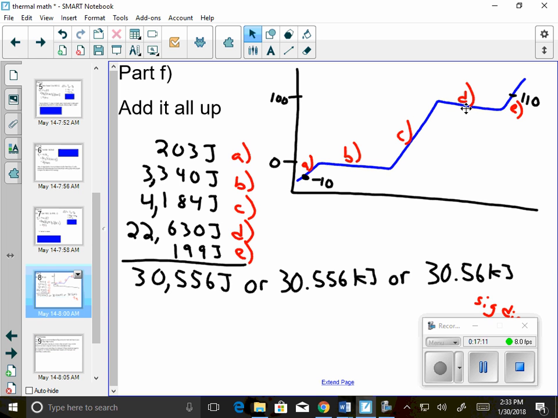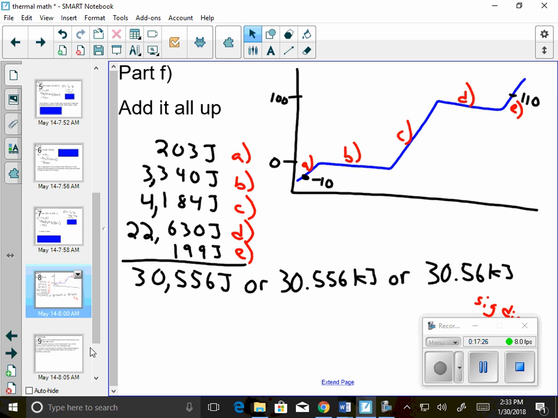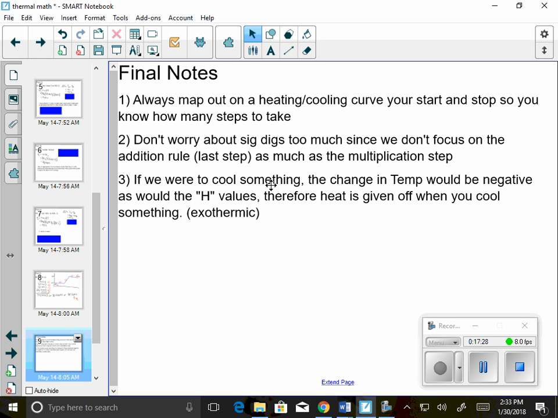Since there's no change in temperature for a phase change, you would just report that heat of fusion value, 334, or that heat of vaporization value, 2,263, as negative values to show energy is given off. So if something were to cool, the change in temperature would be negative, as would the H values, the heat of fusion and the heat of vaporization. Negative values means heat is given off, an exothermic process.